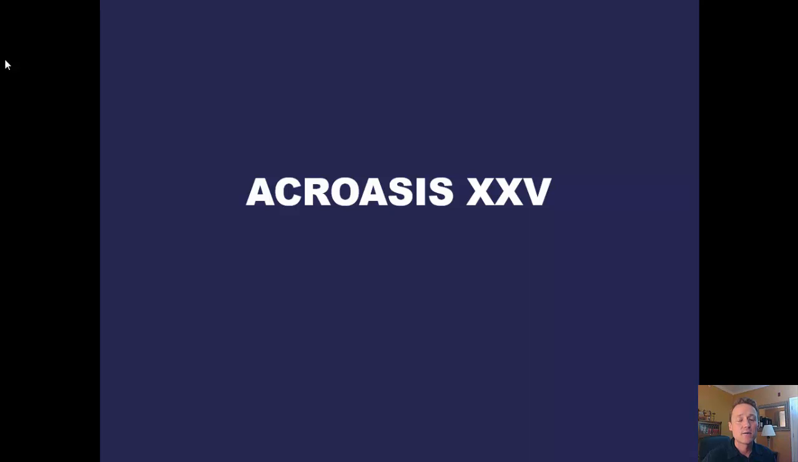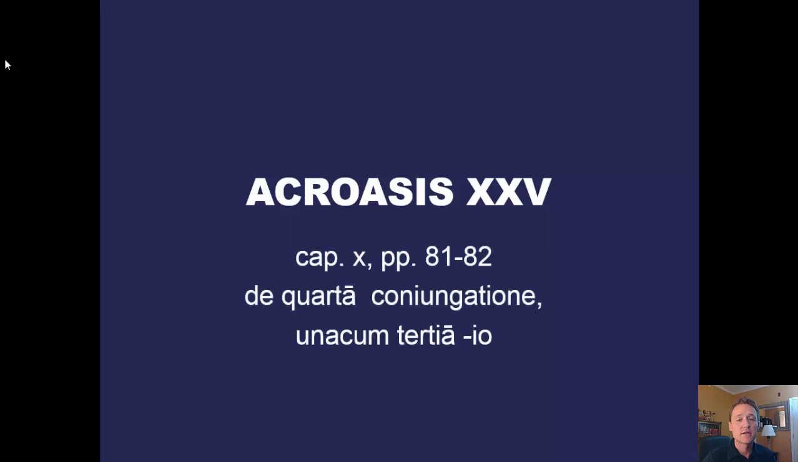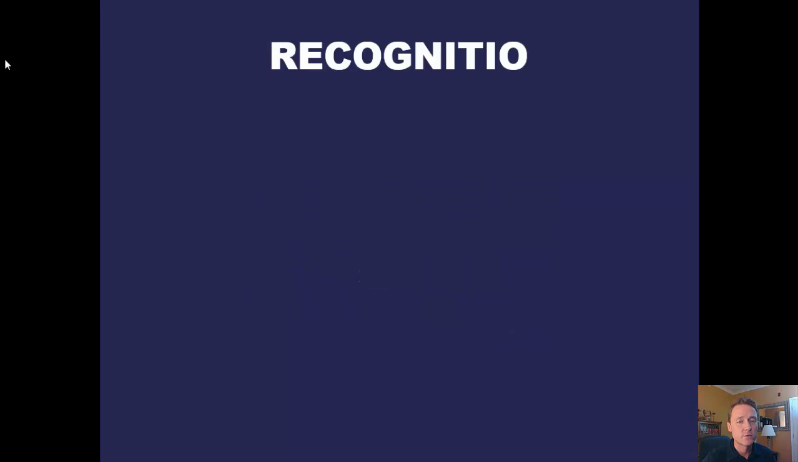Acroasis XXV, Lecture 25, Caput Decimum, from Chapter 10, pages 81 through 82. Today we'll talk about the fourth conjugation, along with third conjugation -io, recognitio, review.